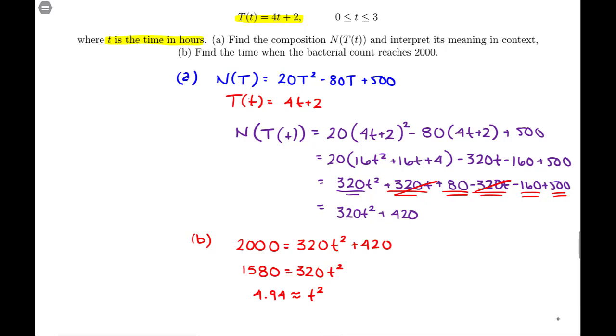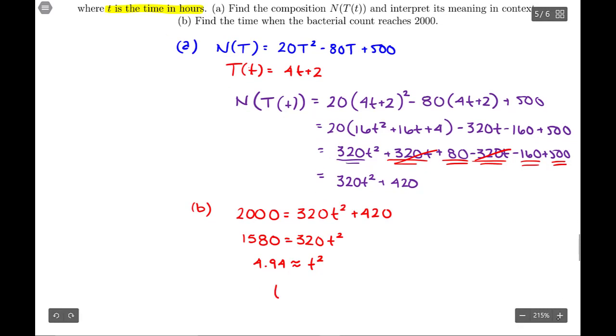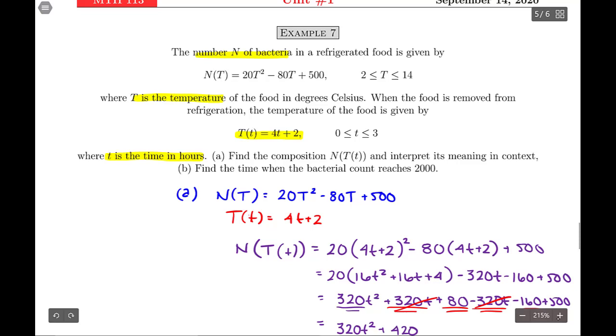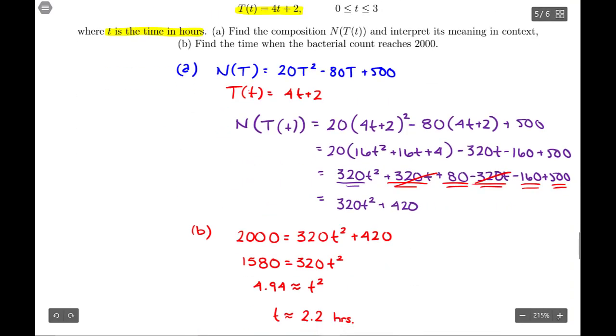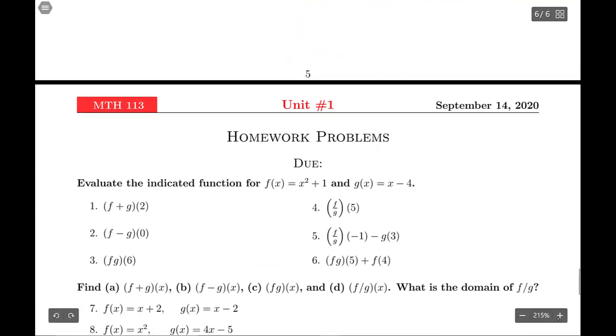Now when we take the square root, remember that'll generate a positive value and a negative value. But since we're talking about time, time is never negative, so we're only going to look at the positive value. So taking the square root of both sides, we get 2.2. So t is approximately 2.2 hours. So 2.2 hours into this experiment, the bacterial count should reach 2,000 in quantity. And I believe that is it.